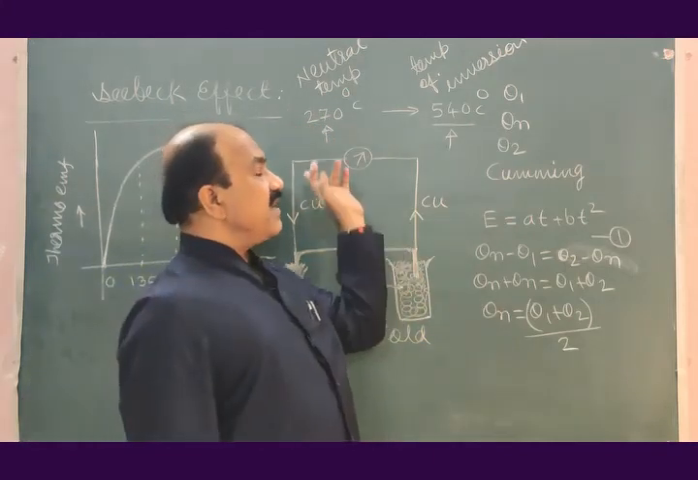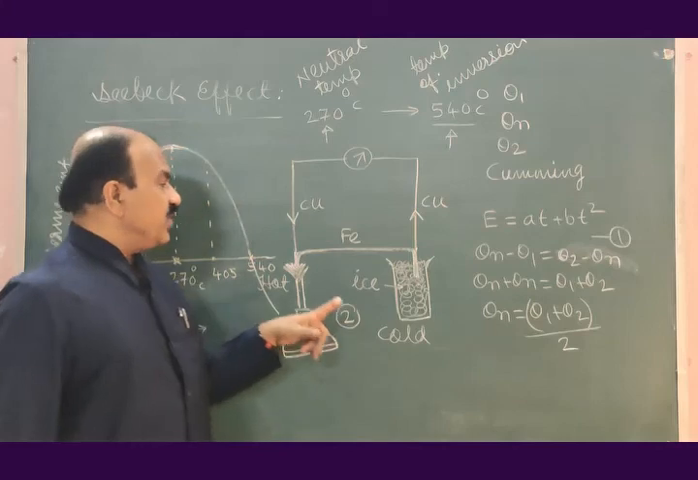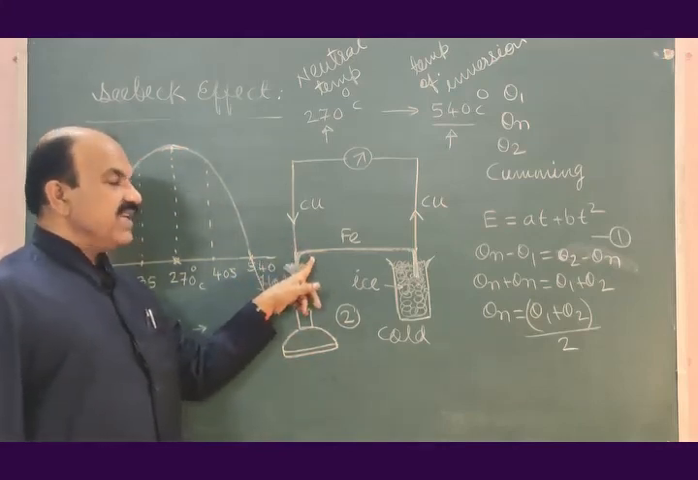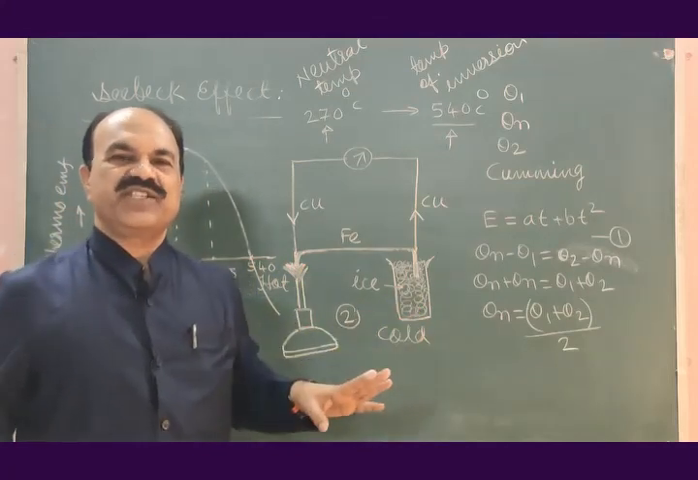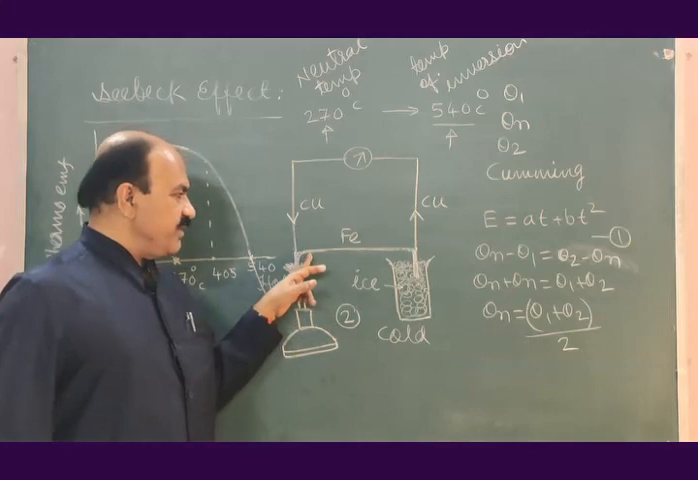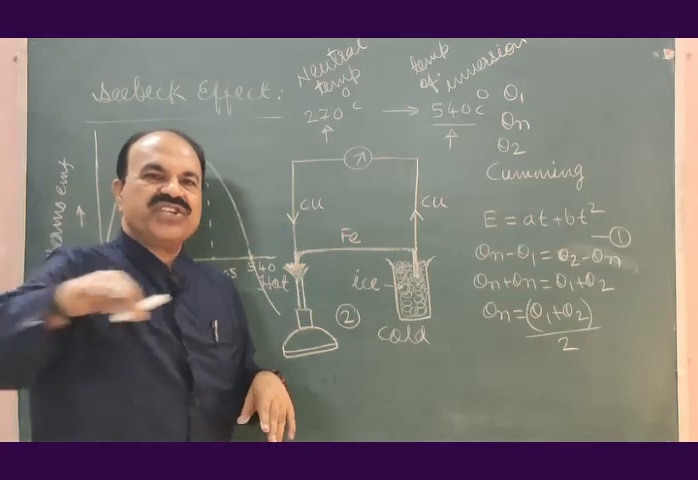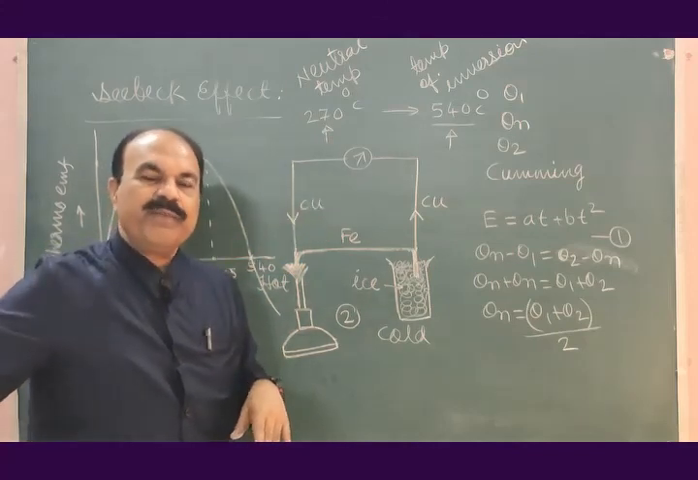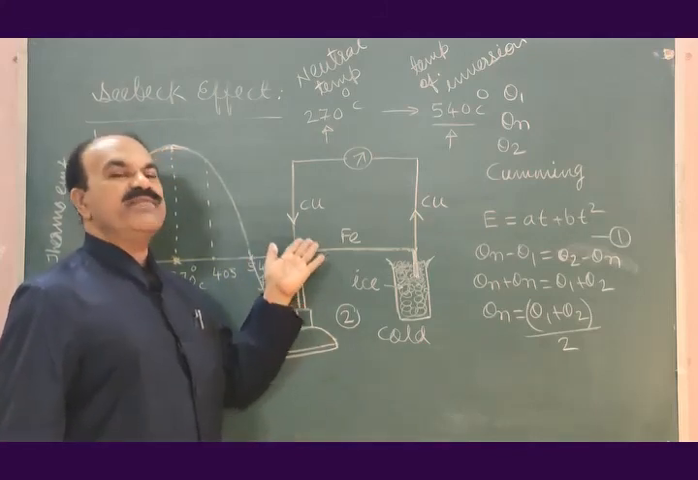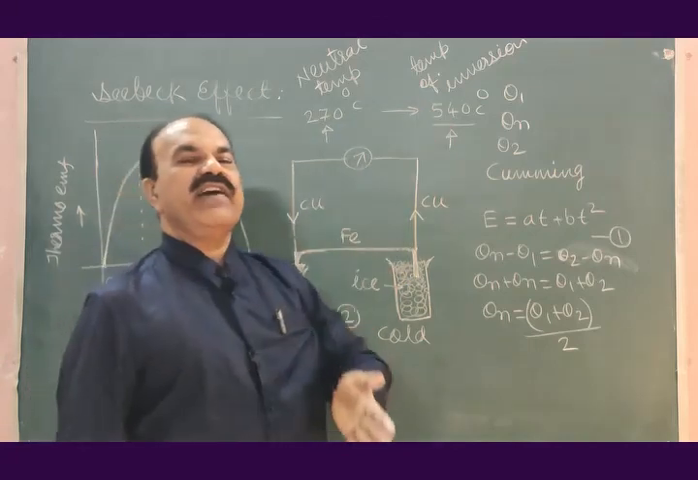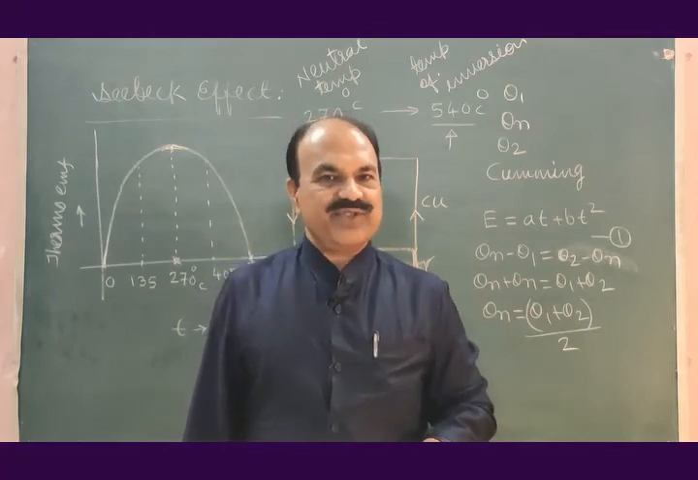This current becomes zero at 540 degrees Celsius. It means that the potential difference between these two metals at 540 degrees Celsius is zero. There is no potential difference at all. The potential of this metal is exactly equal to the potential of this metal. The potential is at the same level, and therefore electrons cannot flow from this metal to this metal or this metal to this metal, and therefore at 540 degrees Celsius for this thermocouple the current becomes zero.